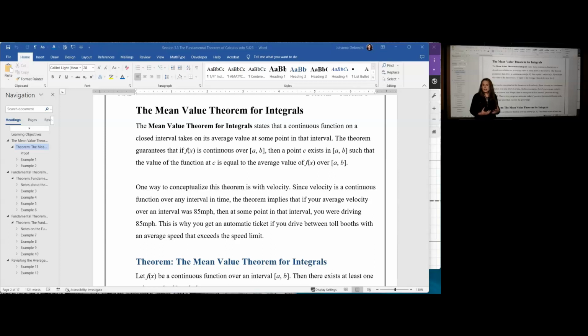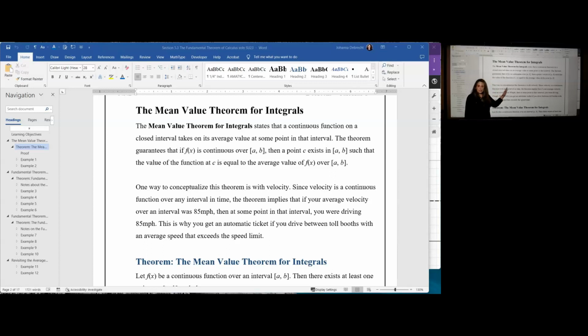Now we want to take a look at the mean value theorem for integrals, which basically says that if you have an integrable function over an interval, then somewhere on the interval, it takes on the average value of the function. Let's take a look at the statement of it now.